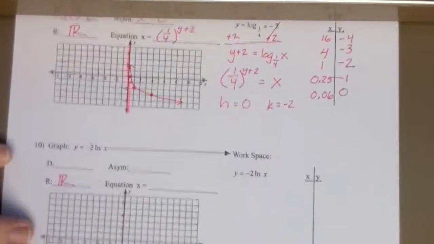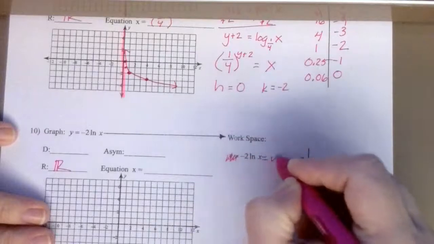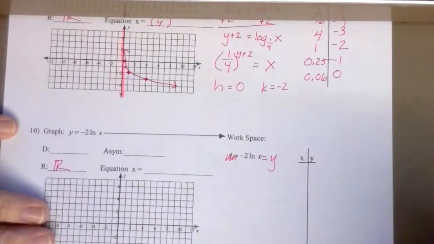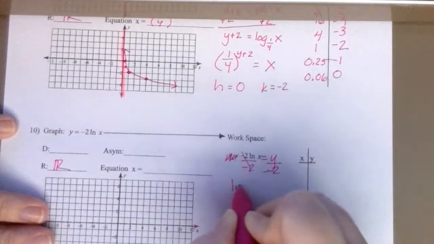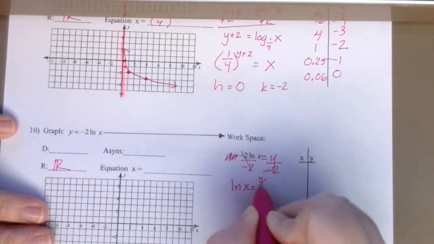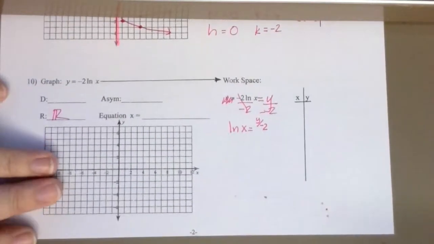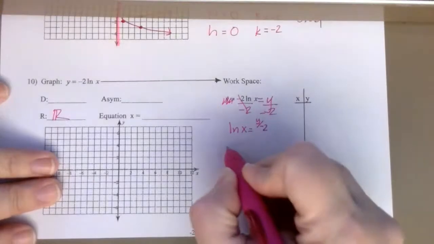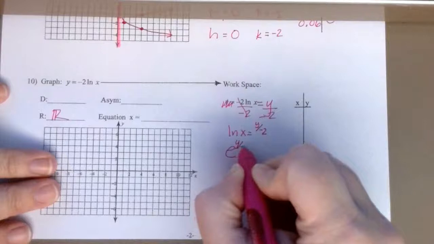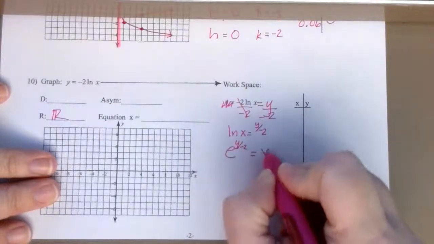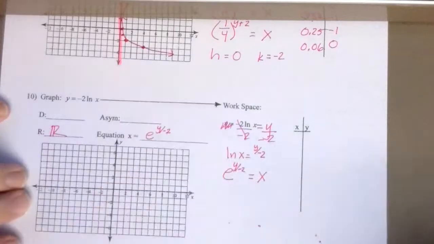Last one? All right. I'm going to solve for x since I didn't on the last problem. What do I do first? Divide by -2. So the natural log of x is equal to y over -2. What do I do at this point? Go to exponent form. What's my base? e to the what power? y over -2 equals x. So x equals e to the y over -2.